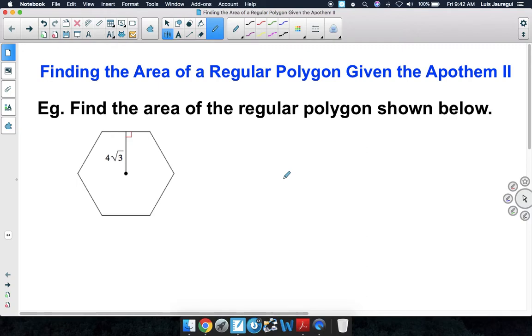Welcome. In this video, we'll be finding the area of a regular polygon given the apothem, Part 2. Let's take a look at our example. Example: find the area of the regular polygon shown below.